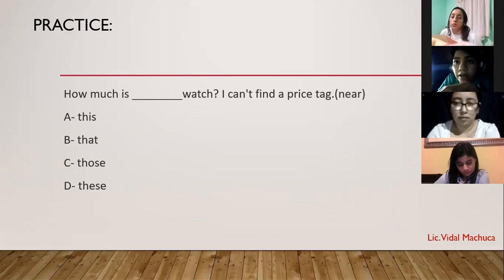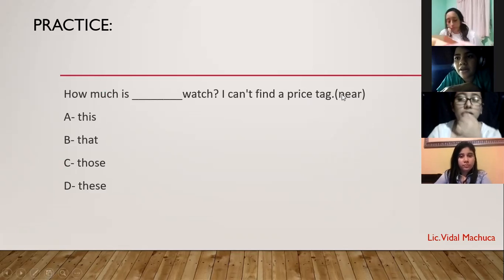How much is this watch? Yes, it's because over here at the end it says near. Okay? It is near. Yeah, near. So, how much is this watch? How much is this watch? I can't find a price tag.